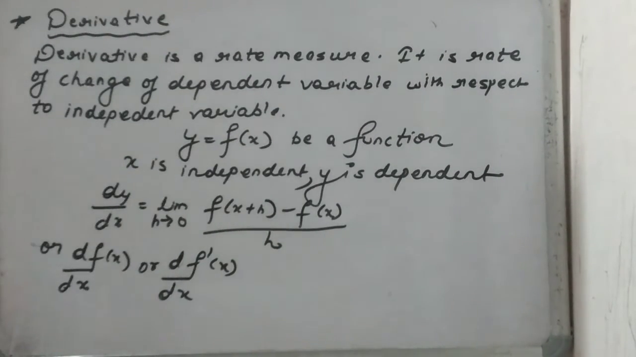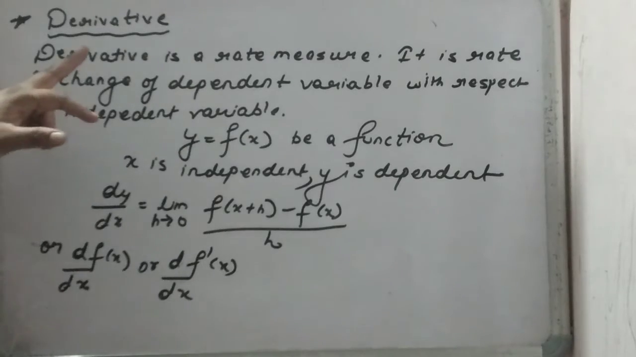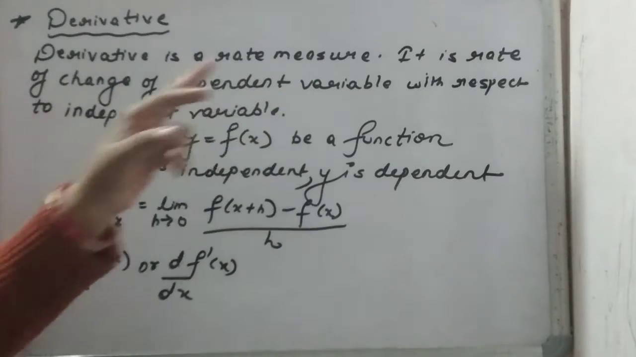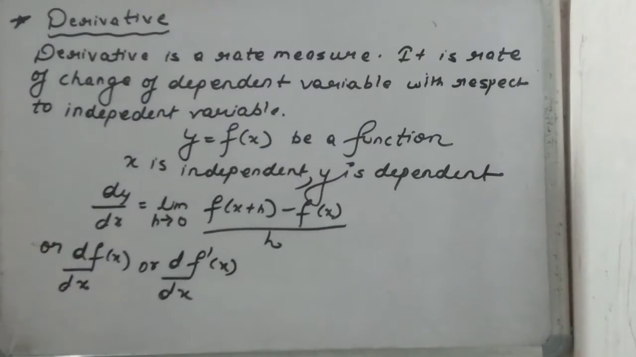So in the previous one I told you about the addition, subtraction, multiplication and division of the differentiation. Now see what is derivative. I have to tell this topic before the differentiation, but now let's see what is the derivative. Derivative is a rate measure. It is a rate of change of dependent variable with respect to independent variable.